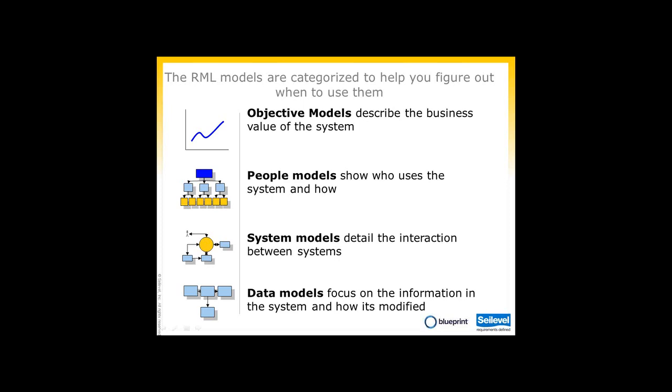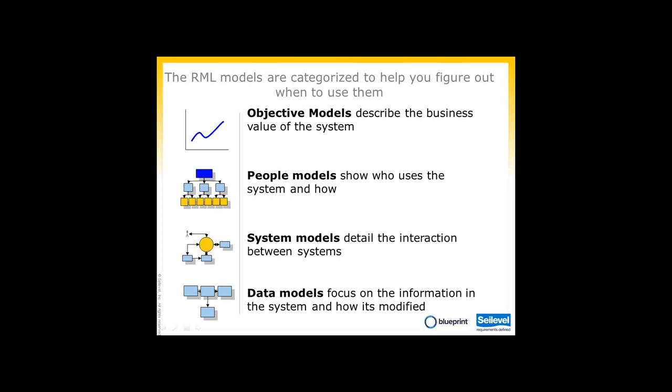So objectives models are all about why are we doing a project, right? What is the business value of this thing that we're building? People models help us figure out who is going to use the system and how they will use the system. System models are all about the interactions that happen between different systems or inside the systems. And then we have our data models.